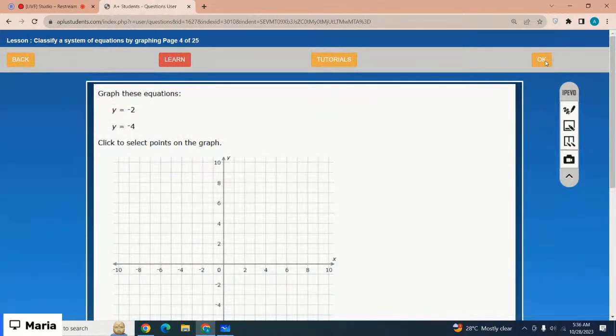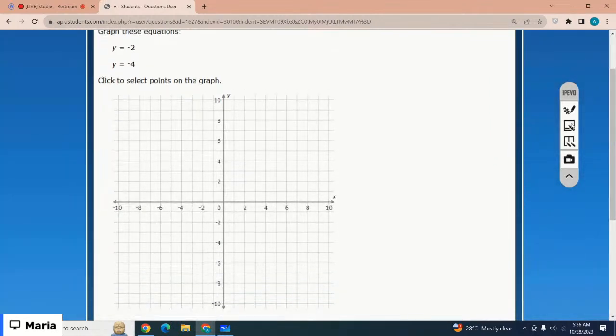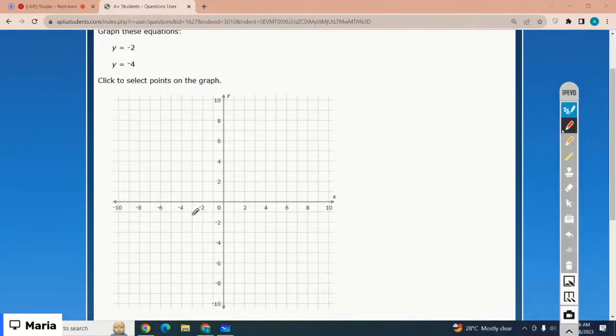Y equals minus 2 and y equals minus 4. Which is the correct option? Let's graph these lines. Y equals negative 2, here is negative 2, the line looks like this. Then y equals negative 4, the line looks like this. You have two parallel lines, right? That means the system has no solution and is inconsistent. Got it?